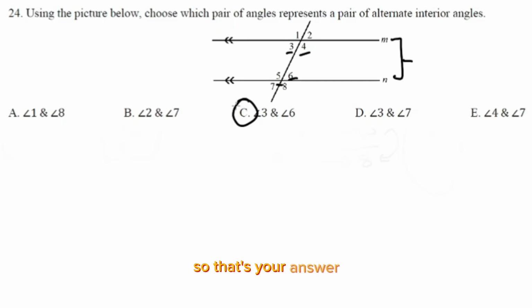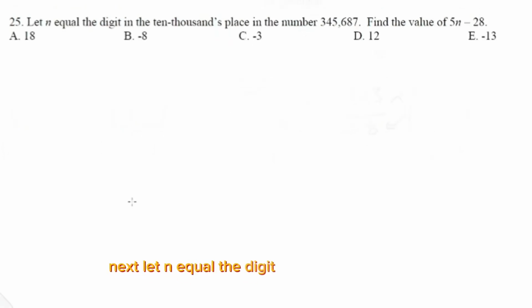So that's your answer. Next, let n equal the digit in the 10,000s place in the number 345,687. Find the value of 5n minus 8. Alright, so the 10,000s place is just the 5th number from the end. So we have 7, 8, 6, 5, 4. So 4 is the digit in the 10,000s place.